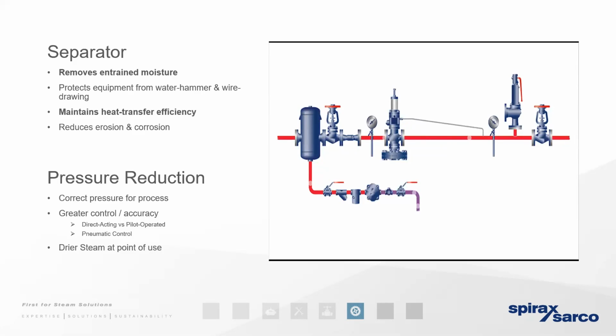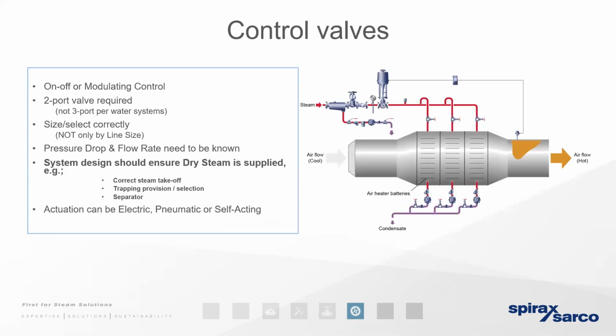So once we've dried the steam, we've reduced the pressure. We can use a pressure reducing valve. We can use a control valve to do that. As far as a control valve is concerned, it's critically important that it's been sized correctly. We size a control valve on the mass flow rate of steam, not on the line size. So if you've got a 1.5 inch line, for example, we'd expect that a 1-inch control valve would be sized correctly. We size on the mass flow rate.